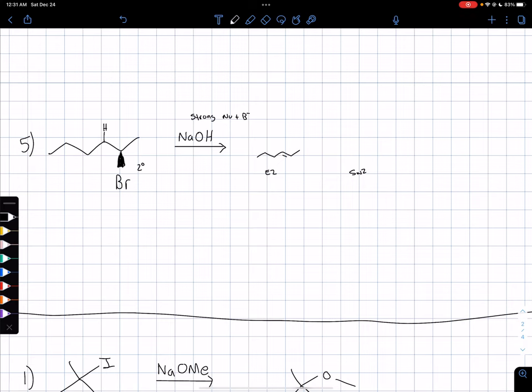SN2 would be if the hydroxide performed a backside attack on this electrophilic carbon, and bromine leaves to get 2, 3, 4, 5, 6. And then you get your alcohol protruding from the backside. Inversion of stereochemistry. All right.